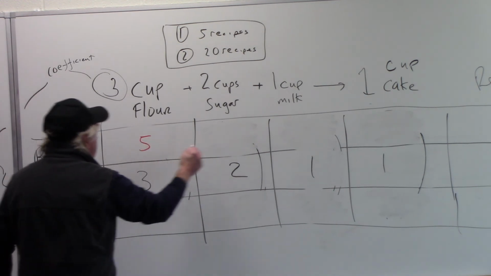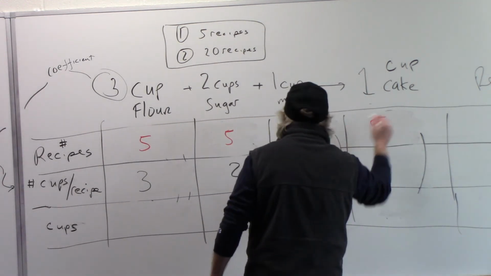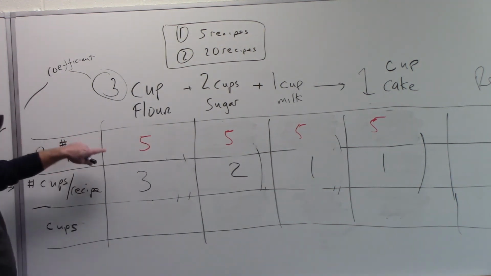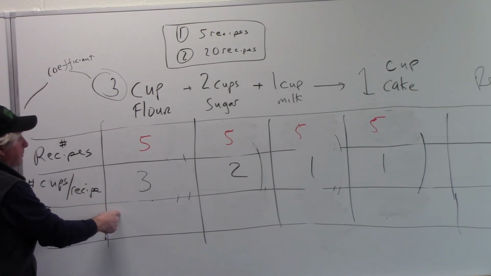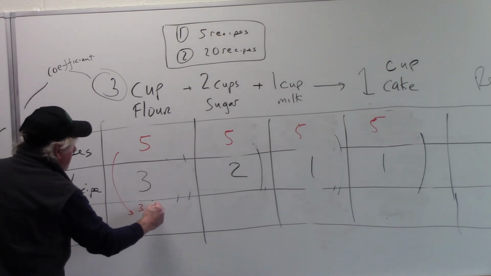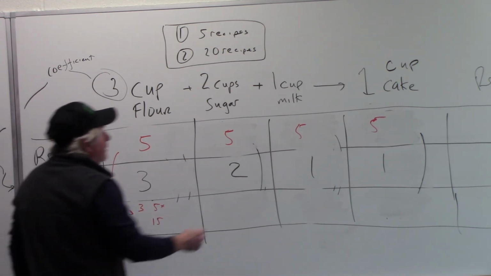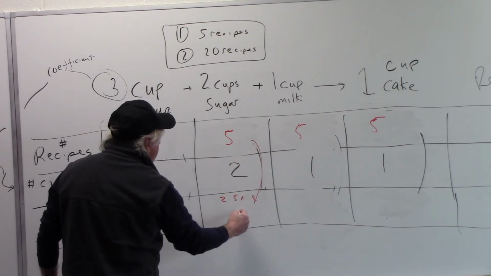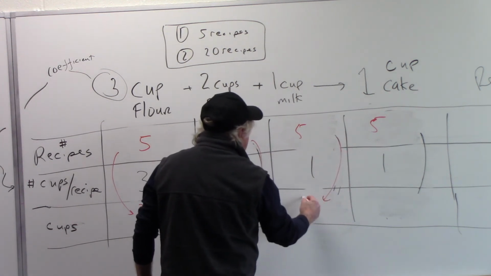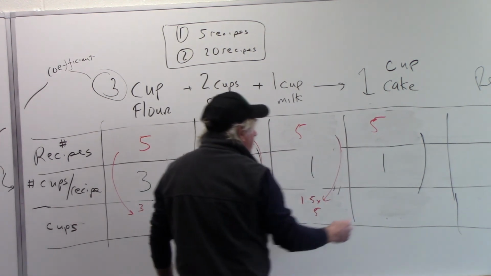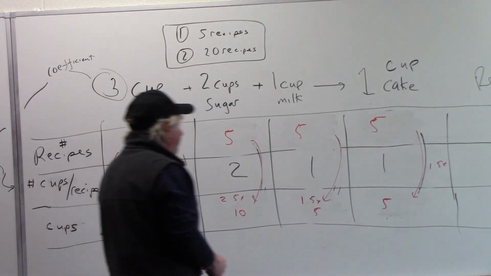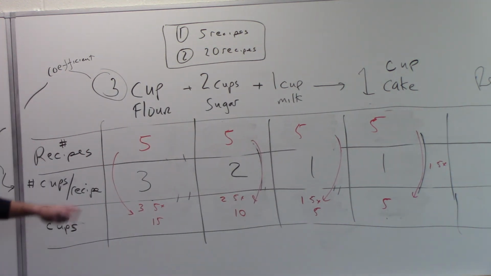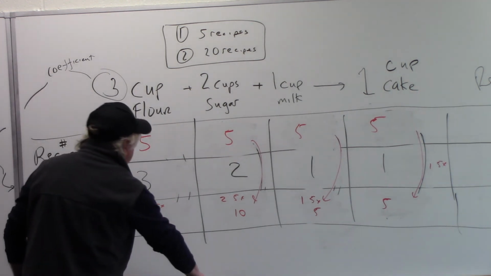5 recipes. Put 5 all the way across, so you want to do 5 recipes for each one. How many cups are you going to need? Well, you're going to do 3, 5 times, or 15. You're going to do 2, 5 times, or 10. You're going to do 1, 5 times, or 5. And then you'll end up with 5 here, because you're doing 1, 5 times. So you need 15 cups of flour, 10 cups of sugar, 5 cups of milk, and 5 cupcakes.